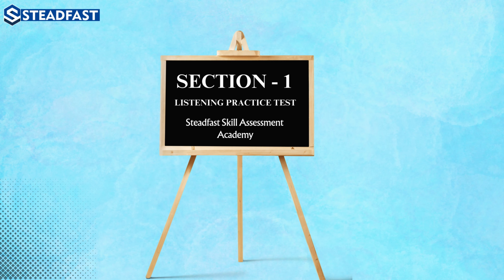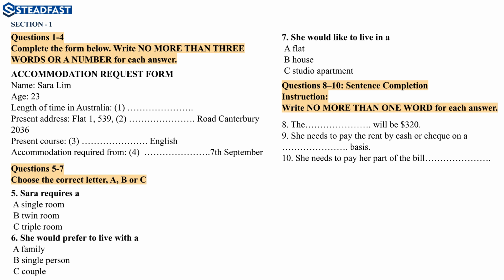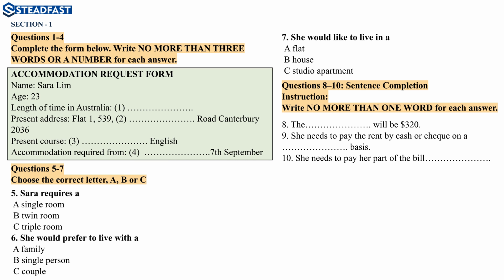Let's begin with section 1. Section 1 is an everyday situation of accommodation request, and the question types are questions 1 to 4, form completion. Here the instruction is write no more than 3 words or a number. We have to listen for length of stay, street names, course titles, and start dates.